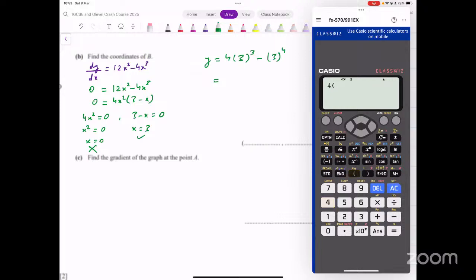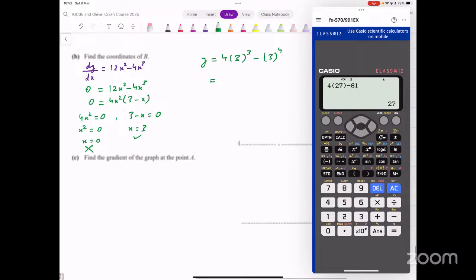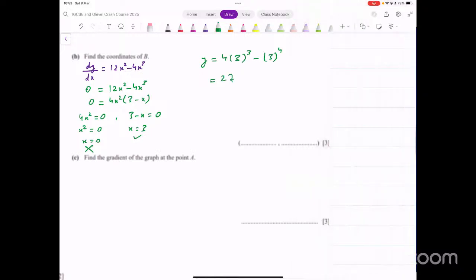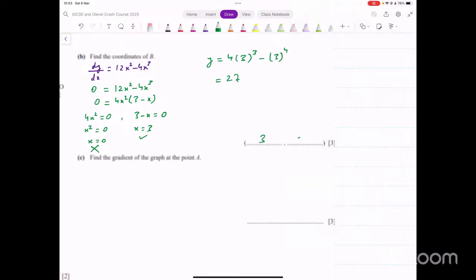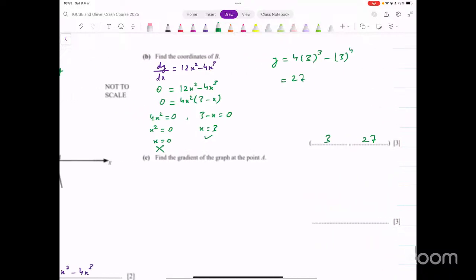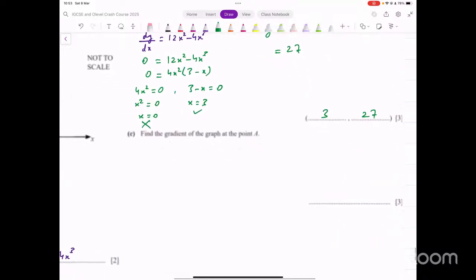4 times 3 cubed, which is 27. Minus 3 raised to the power 4, that's 81. And that gives me 27. So the coordinates of this point are 3 and 27. These are the final answers.